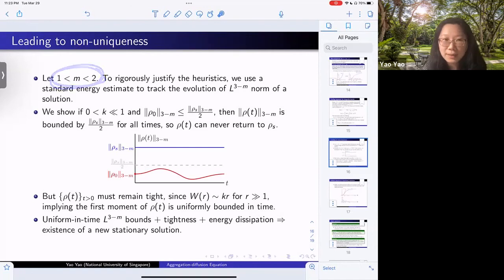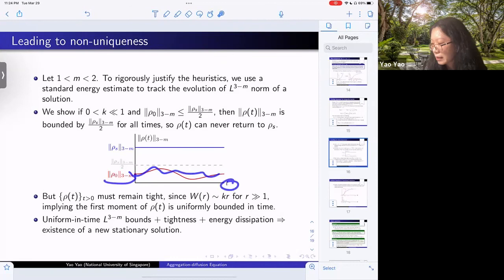So for any m between 1 and 2, we can show that as long as k is sufficiently small, and we still have to make it positive, the reason I will explain very soon, and as long as a certain Lp norm is less than a half of the Lp norm of the steady state, we choose this p because it's easier to compute, then one can just do a standard energy argument to show that the Lp norm of the dynamical solution as a function of t will be forever less than one half of the steady state. Which means that the solution will stay flatter than the steady state for all time.